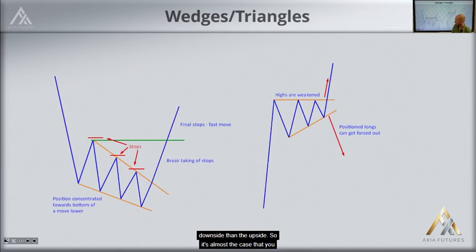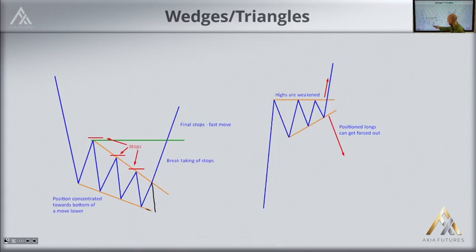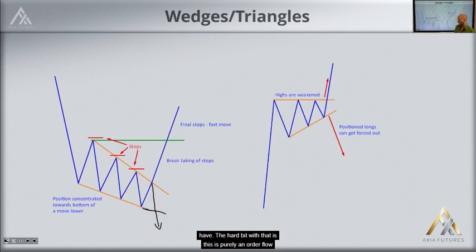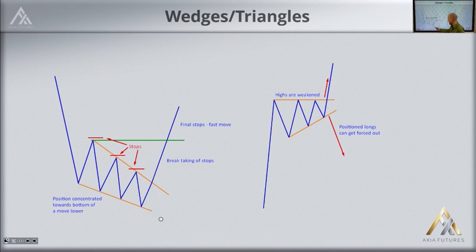So it's almost the case that you can look at this and absolutely this can continue down. There's nothing to stop this going down. The market could drop, break the bottom of the trend, and then accelerate down. That could happen. The hard bit with that is this is purely an order flow thing, and you've got to find a situation where that move down has a very distinctly different way and nature to it than what it's done on the previous breaks.